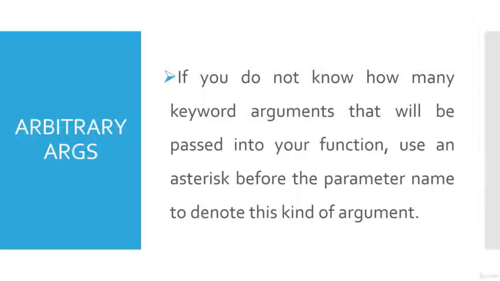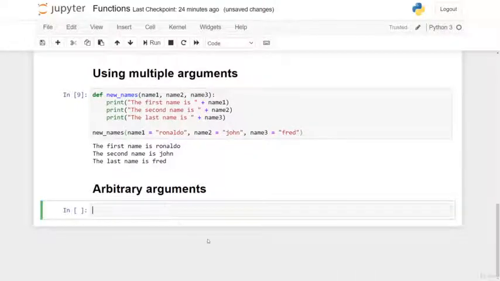So let's get started. If you don't know how many keyword arguments will be passed into your function, use an asterisk before the parameter name to denote this kind of argument. Let me show you that in action.